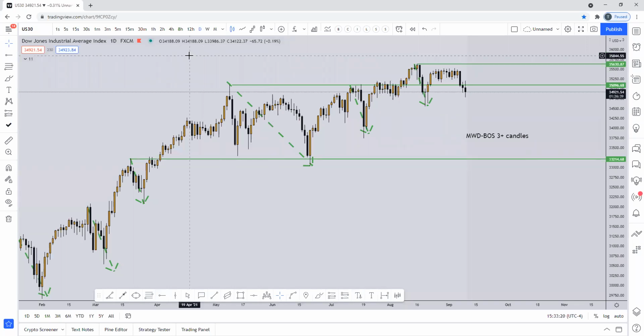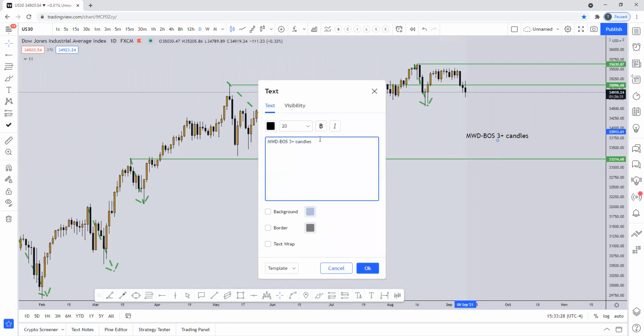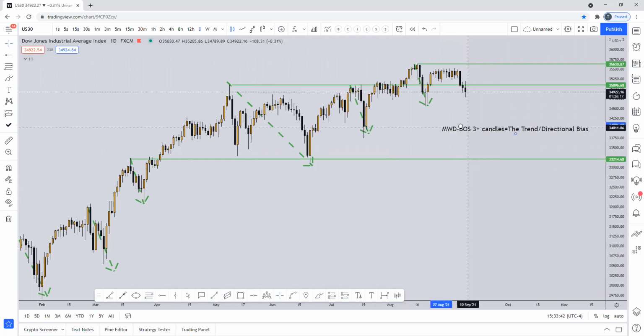So again, that's what our monthly, weekly, and daily is for. Our monthly, weekly, and daily is for our observation of the trend. And I'm going to just put your trend or your directional bias.